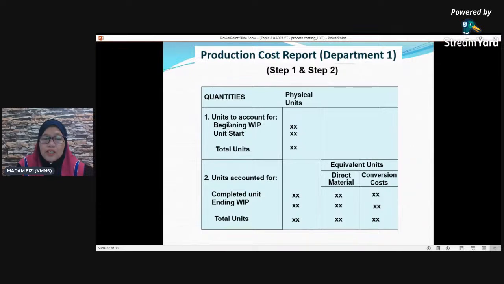This one is for unit sahaja. For step 1, the total unit, that is beginning WIP plus unit start, must be equal with the step 2 total unit, that is completed unit plus ending WIP, work in process. Ini yang dia masukkan tadi, the total unit must be same. Please remember the total unit must be same. So dekat sini ada formula ni nanti. So kita pergi ke step 3, 4, 5.